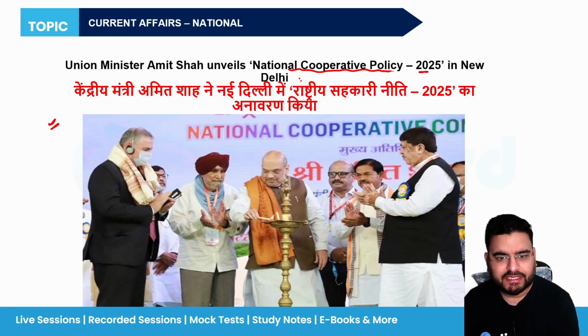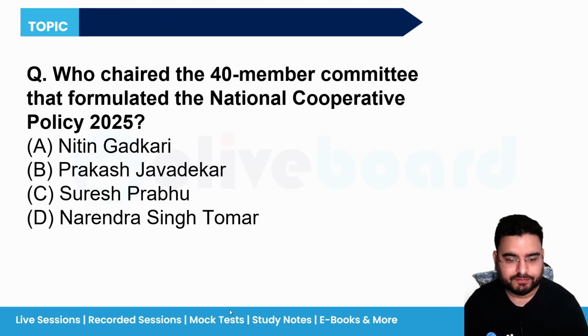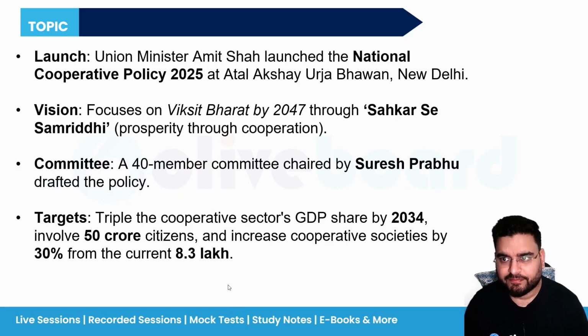See, whatever policy is being implemented now, during the formulation, there is a committee which sits and decides the entire component of the policy, right? So let's see the question. What question can be framed from this particular news? Who chaired the 40-member committee that formulated the national cooperative policy? So the panel head name is very important. Nitin Gadkari, Prakash Javadekar, Suresh Prabhu, or Narendra Singh Tomar. So let's see the news in detail, then we'll see the answer.